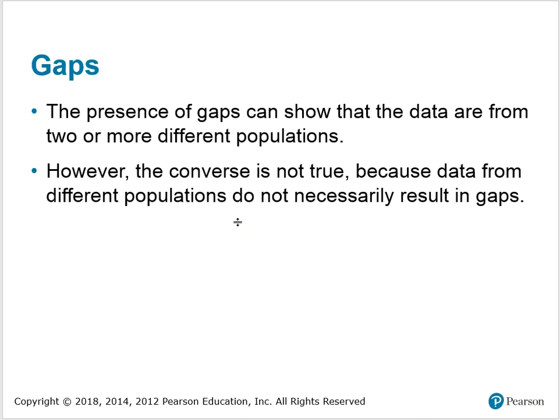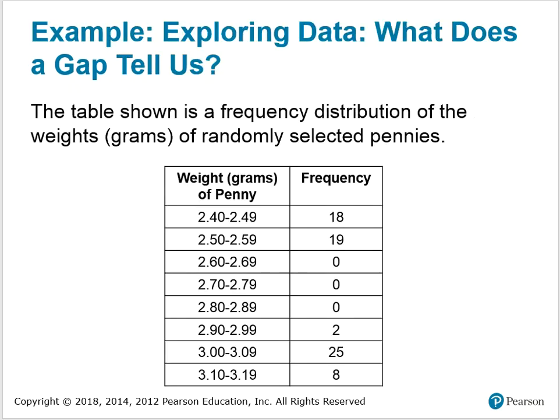Now, we also could look for gaps, and gaps are where there are actual zeros. Now, we didn't have any zeros in our data, so we didn't have any gaps. If we do have gaps, we would try and figure out what is causing those and what is the reason for them. So here we have an example of data, which is pennies and what their weight is.